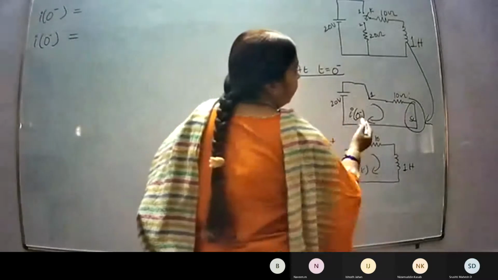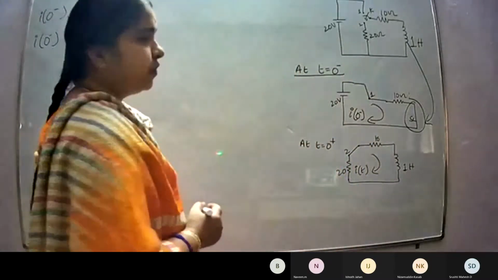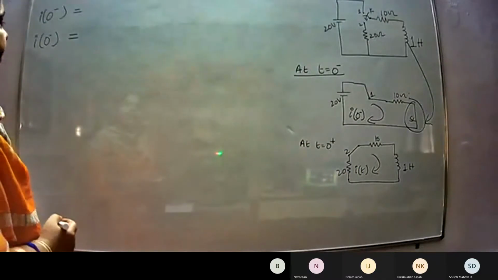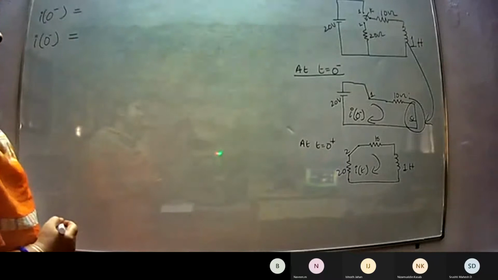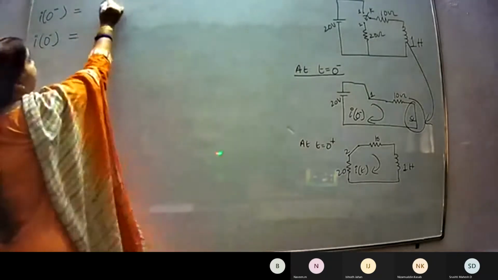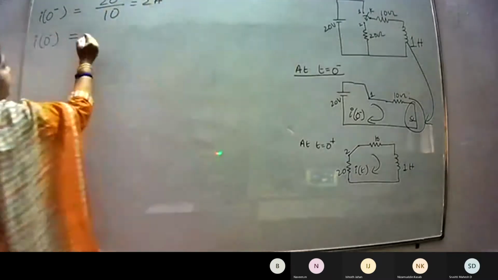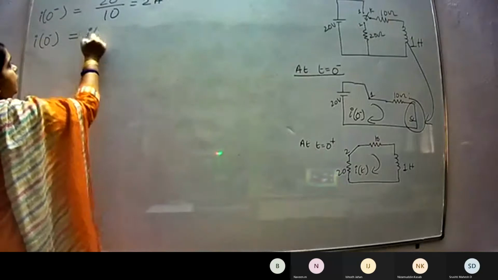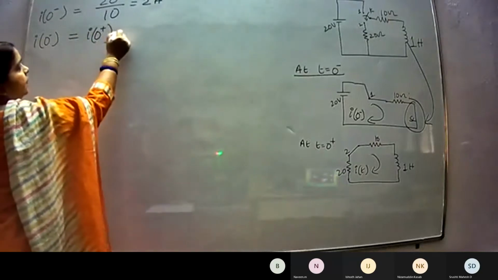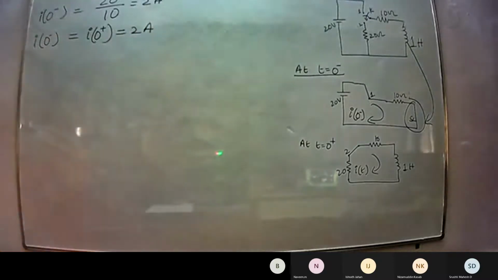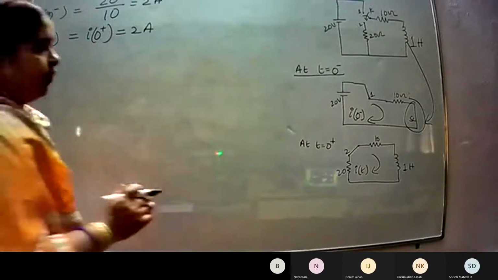So now it is a closed network and we can find out the current I of 0 minus. What is the equation for I of 0 minus? Current I is nothing but voltage divided by resistance. How much voltage do we have? We have 20, so 20 divided by 10, and the answer is 2 amps. So I of 0 minus is equal to I of 0 plus. After the switch changes position, the current will be the same. So what will be the current now? The current is 2 amps, at t is equal to 0 minus.